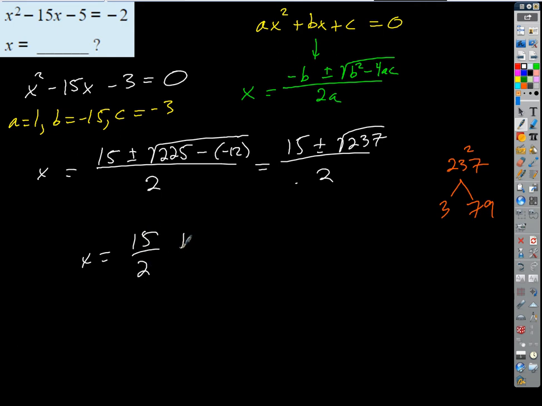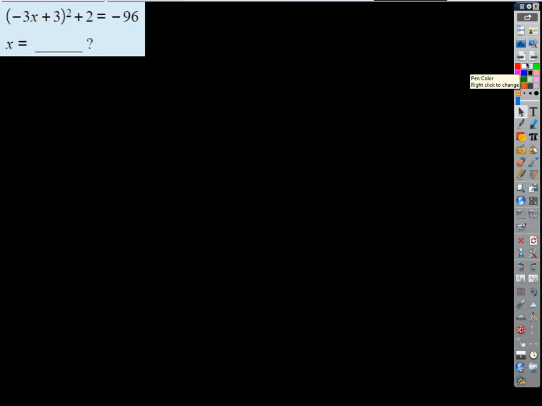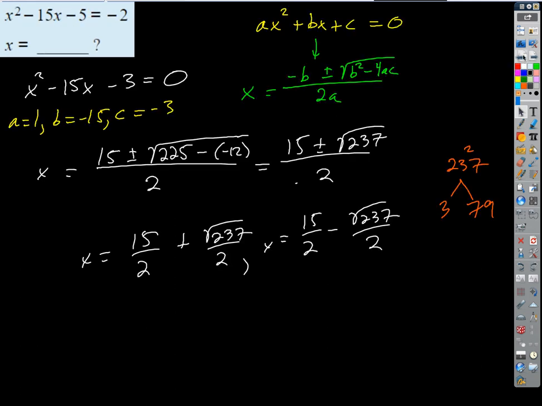So 15 halves plus the square root of 237 over 2, or 15 halves minus square root of 237 over 2, right? Okay? In the rule, can you write that as one big fraction, or do you have to split it up? Okay, so on this one you could, but it's always safer not to. And here's why. What if one of these two simplified and the other one didn't, then it would be wrong, right?